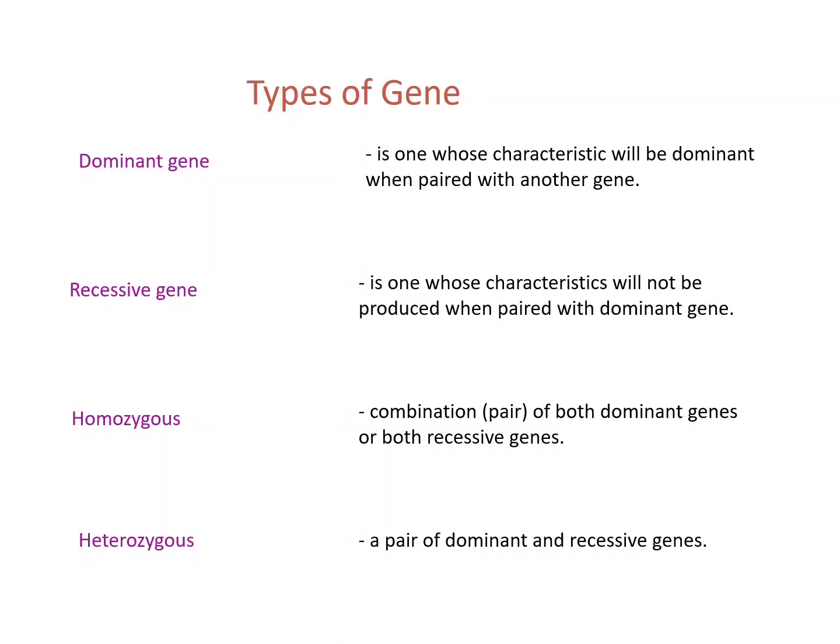So, for example, the father has dominant curly hair and the mother has recessive straight hair. What will be the hair strand of the child? That would be curly hair. Why? Because that is the dominant. Now, what's the difference between homozygous and heterozygous? Homozygous, from the word homo, means the same: the pair is both dominant or both recessive. Heterozygous is different. It is a combination of one dominant and one recessive gene.